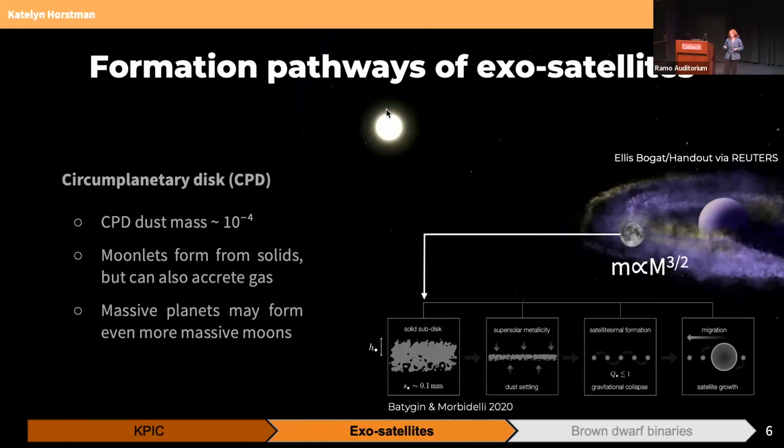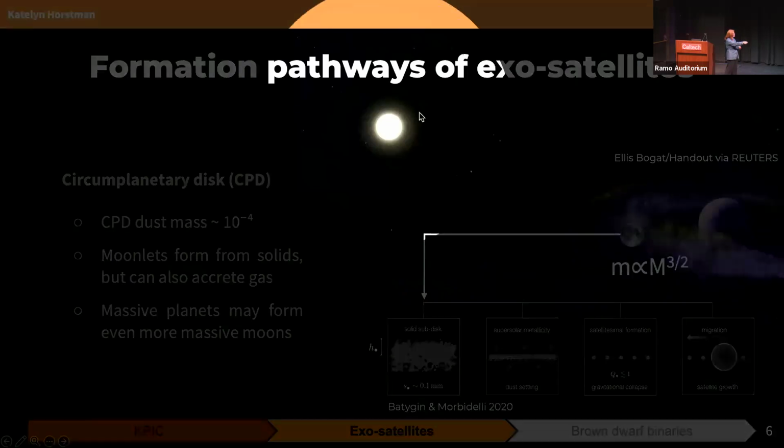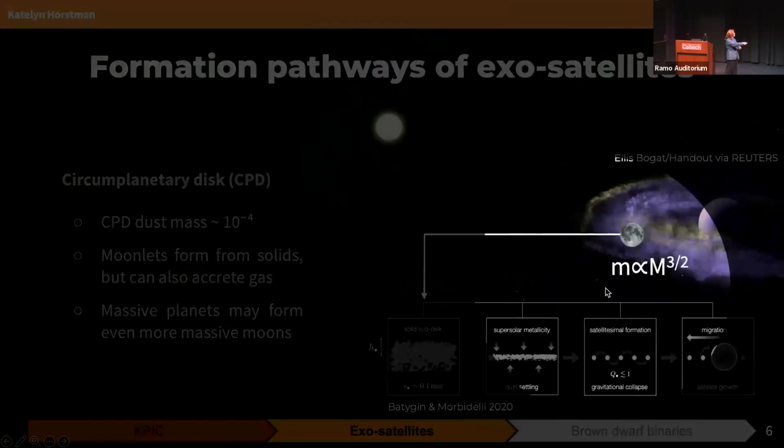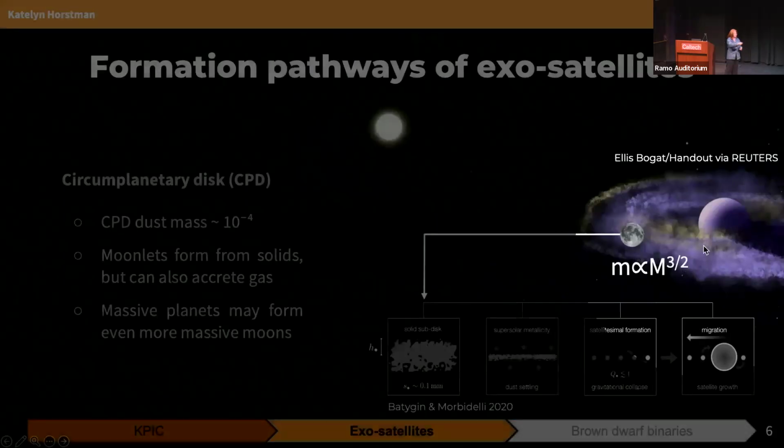And even more massive planets may form more massive moons following the scaling relationship. The mass of the planet is proportional to the mass of the moon, or the mass of the moon is proportional to the mass of the planet to the 3 halves.